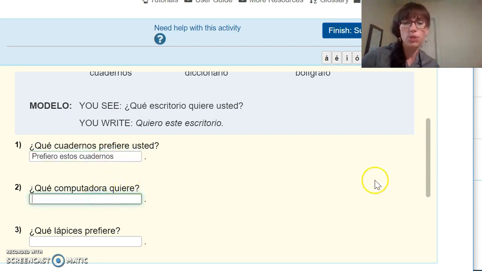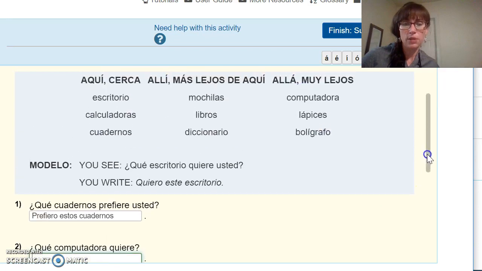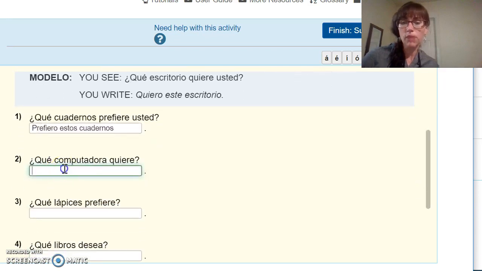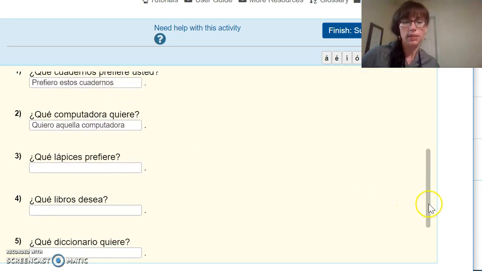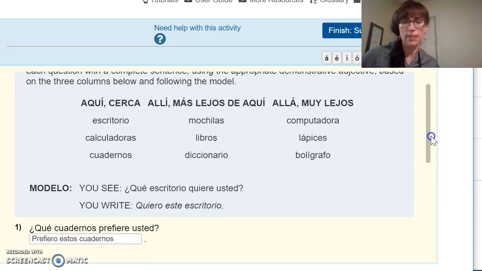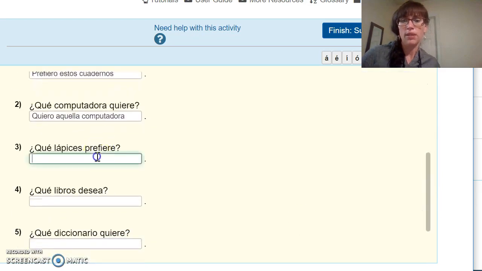Computadora, I think, is lejos, a long ways away. Yep. So I'm going to say quiero, again using the verb that's in the sentence. Quiero aquella computadora. Aquel is the default form, but since computadora is feminine, we're going to say aquella. ¿Qué lápices prefiere? Let me see where lápices were. Lápices are far away.